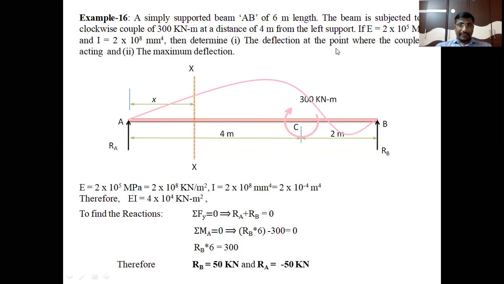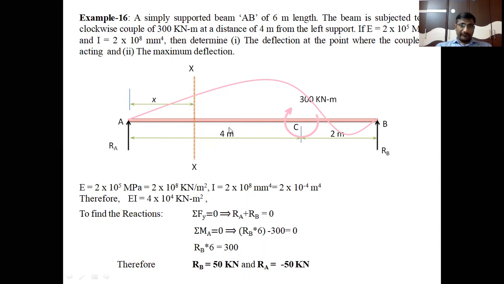Then determine the deflection at the point where the couple is acting. Deflection at the point where the couple is acting. Then second bit, the maximum deflection in the beam. These are the two bits we are going to find.